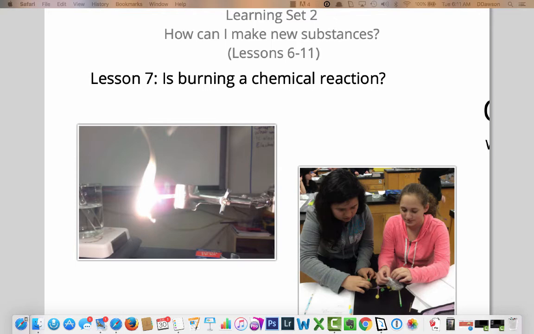Then in lesson 7, you have the students go through and do some modeling with gumdrops, marshmallows, whatever you've got, to show how those atoms are rearranging. And that was discussed in 6th grade. It's coming back now to show that in a chemical reaction, really you're rearranging the atoms in the molecules. And you even introduced a little chemical equation in there.